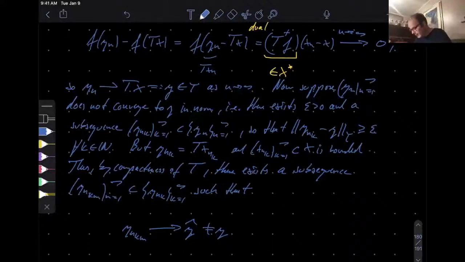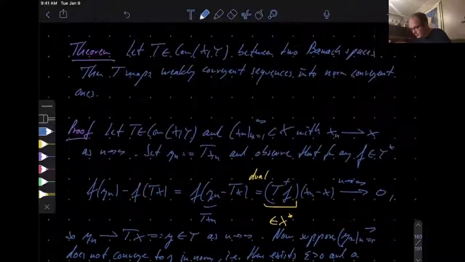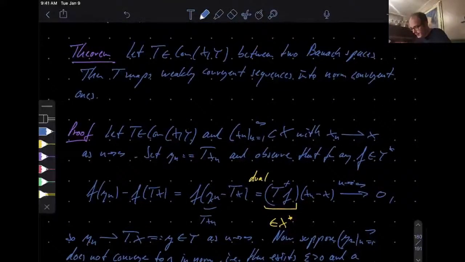Good, but I will write this down next time, and then I will make a quick remark about whether this is a two-way street. That is, if you have a bounded linear map that maps weakly convergent sequences to norm convergent ones, can you always conclude that it has to be a compact linear transformation? I will clarify this next time.